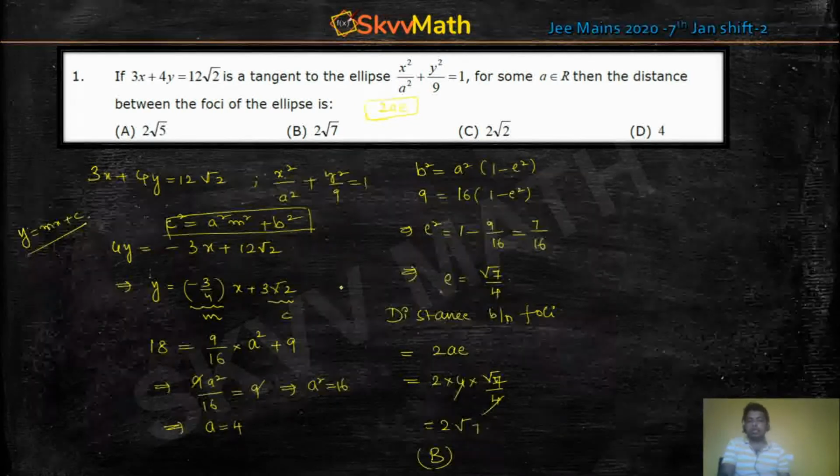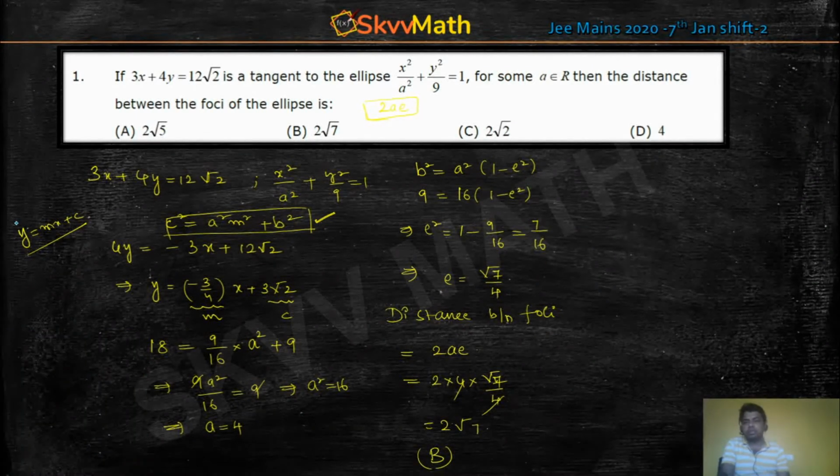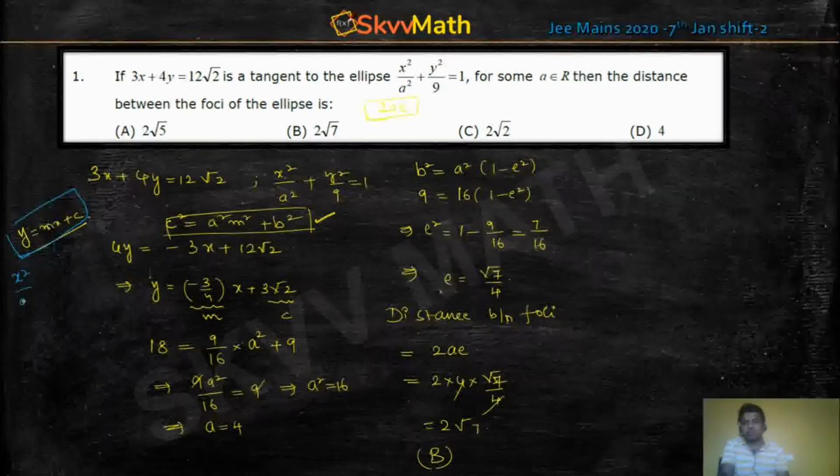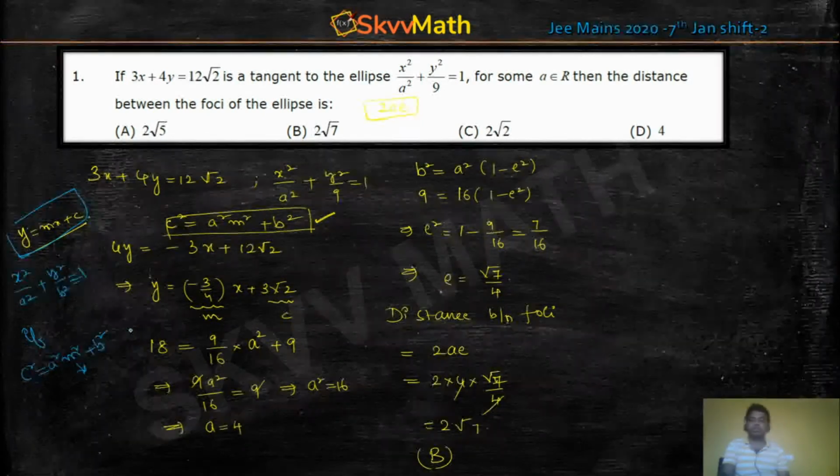Here we utilize the condition for a tangent line. What is the formula I use? Let me explain once again. The line y = mx + c is a tangent to the ellipse x²/a² + y²/b² = 1 if c² = a²m² + b², where m is the slope and c is the y-intercept.